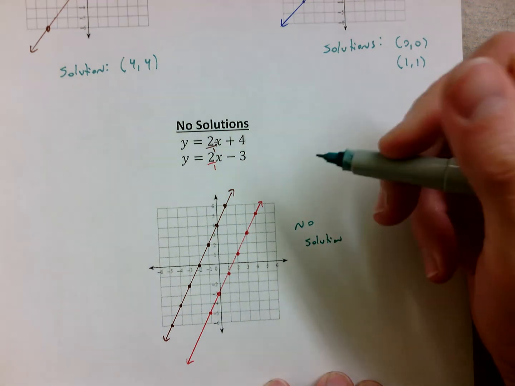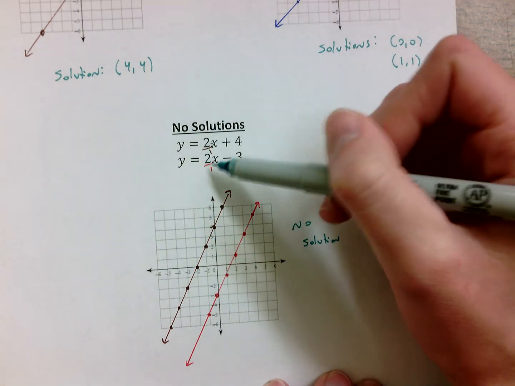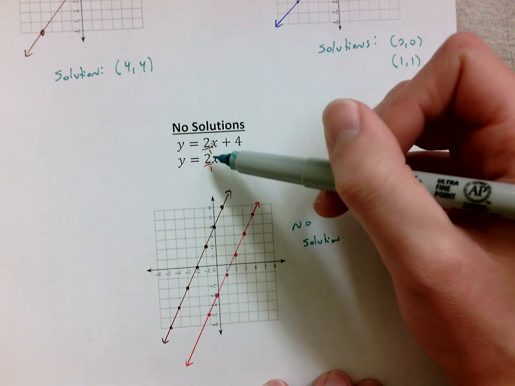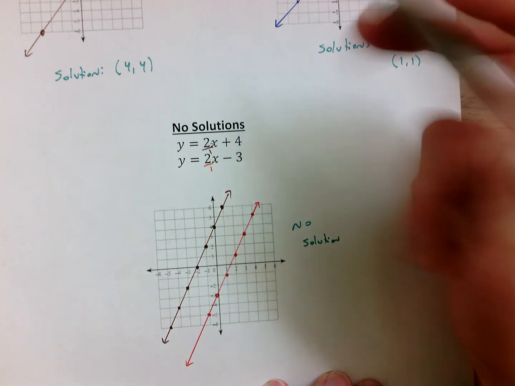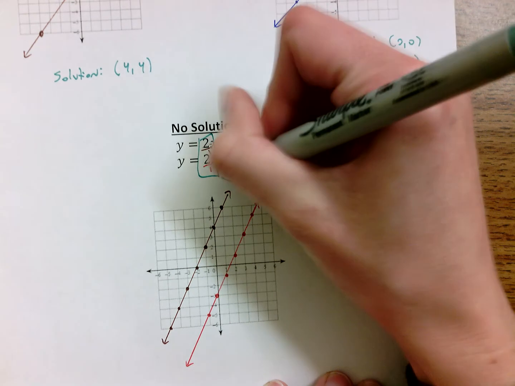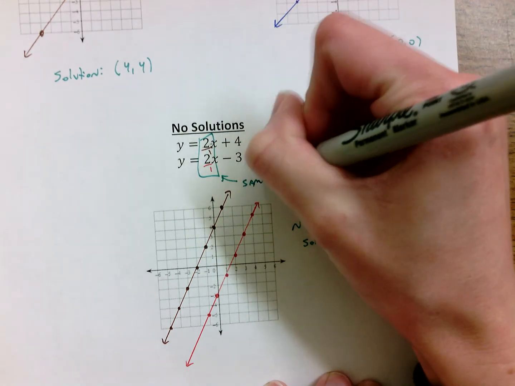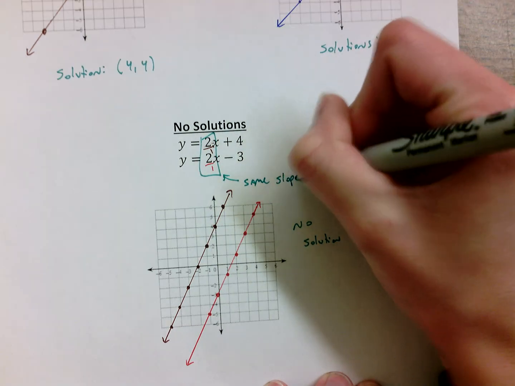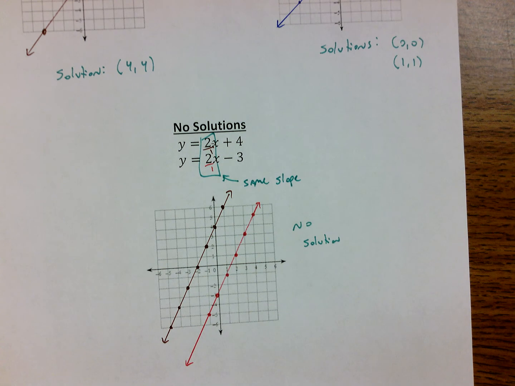The way that you can tell they're parallel is because our slopes were the same. I kept going up and over by the same amount. That's what keeps them parallel. So when they have the same slope, that's going to be your cue that you have no solution.